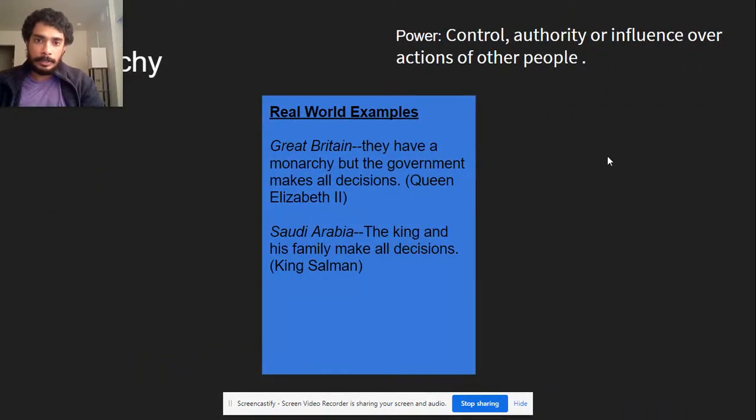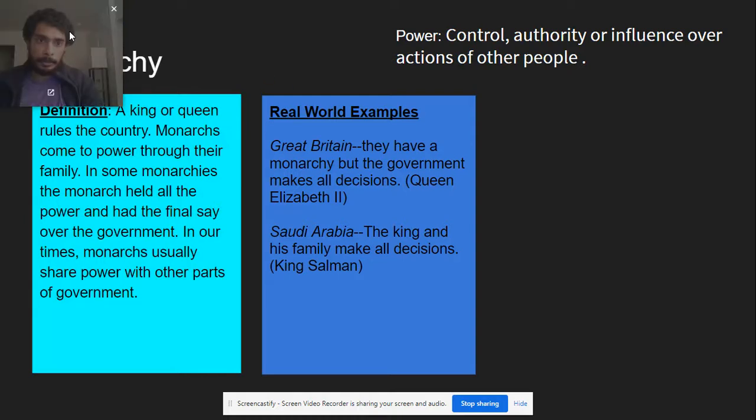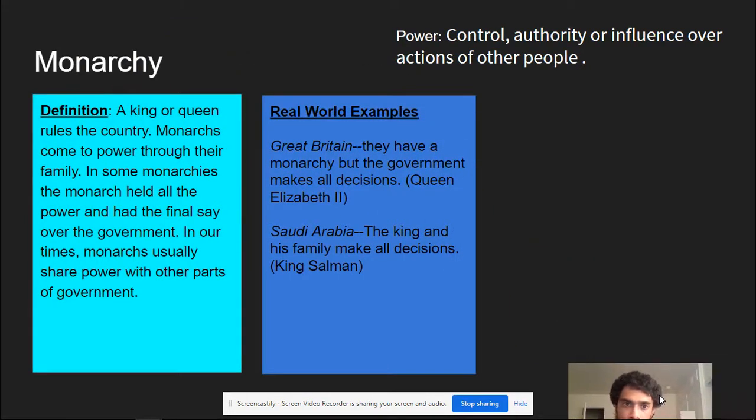The first one we're going to focus on is monarchies. I'll go over power after, but monarchy is when a king or queen rules the country. Monarchs come to power through their family. In some monarchies, the monarch held all the power and had the final say over the government. In our times, monarchs usually share power with other parts of government. So they have power, but the government usually has more power than the monarchs in our time.